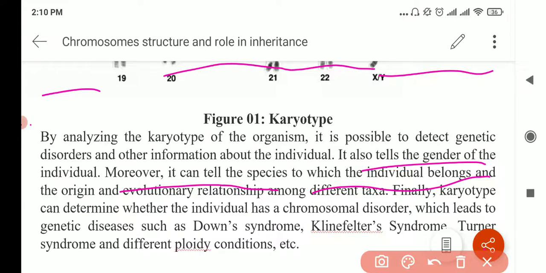Suppose I collect some samples and it's all got mixed up. You will ask me how to identify. You'll say, Miss, let me prepare the slide. Then I'll take the microphotographs and observe the size, and just by the number and the pairs of chromosomes and their sizes, I will tell you which species. So the karyotype can determine whether the individual has a chromosome disorder which leads to genetic diseases such as Down syndrome, Klinefelter syndrome and other ploidy conditions.